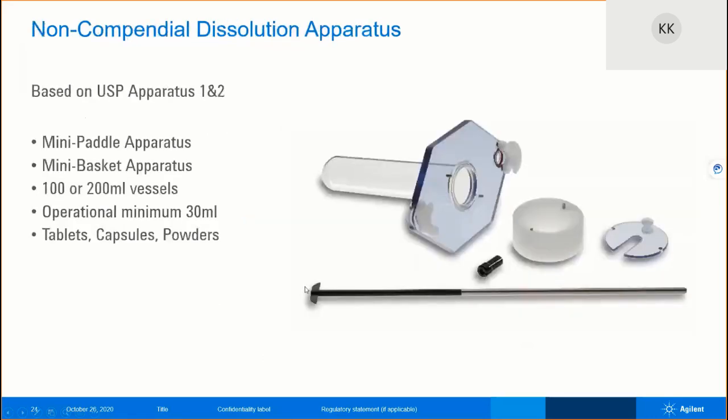Then what we also see as a trend really is the mini paddle and the mini basket. So we are using our standard dissolution tester and have adapters for smaller vessels. So for 100 and 200 milliliter, we also have a 250 milliliter vessel, which is from the Chinese pharmacopoeia. Again, it's used for tablets, capsules, powders, especially if you have low API concentrations, right?